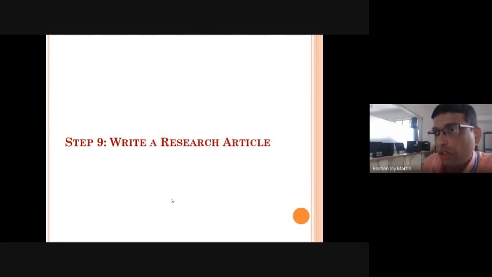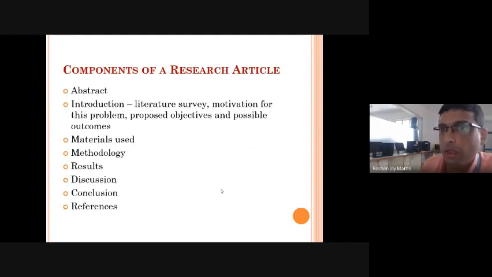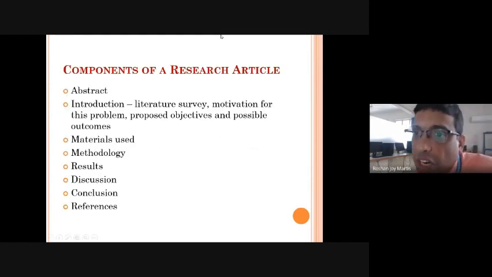Now, I have formulated a research problem: what method should be used, and what is the lacuna in the literature. After identifying the lacuna, we have designed the experiments, conducted the experiments, and got a performance, and now we have to write a research article. So what are the components of a research article?